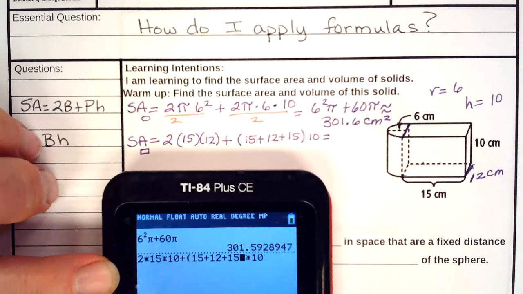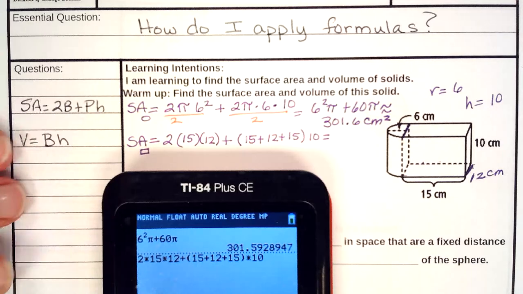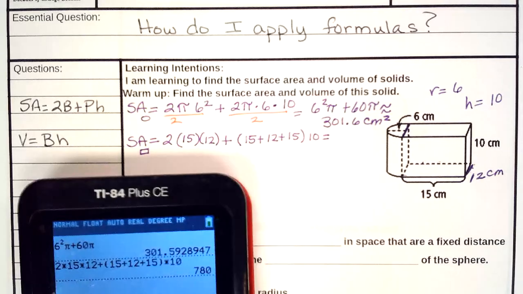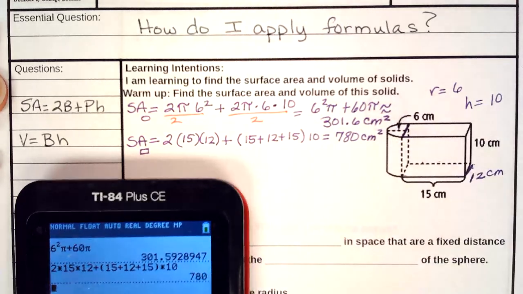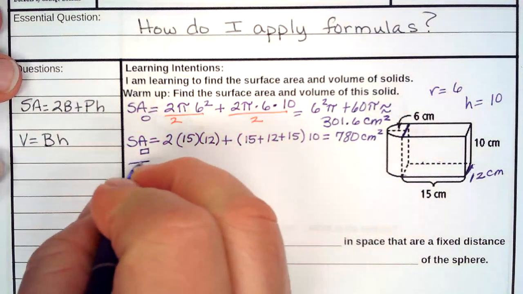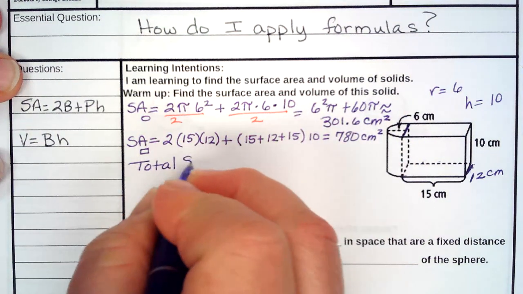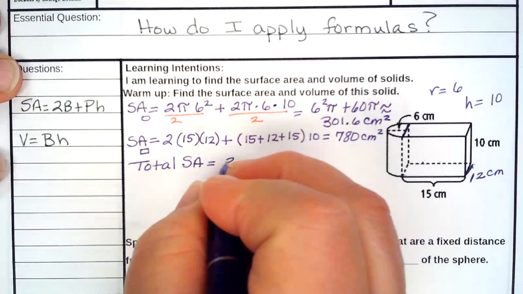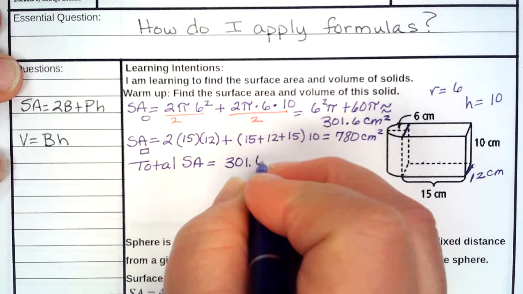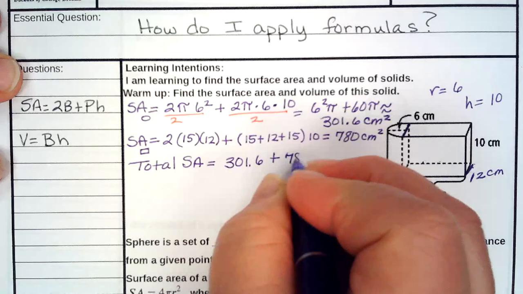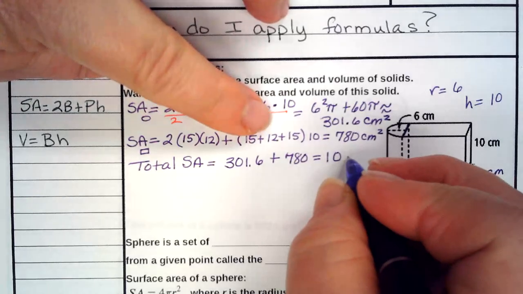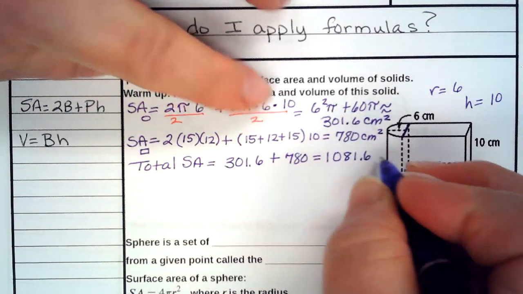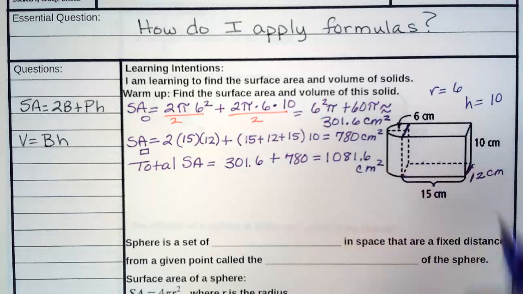And I should have put 12 over here, and I put 10. Okay, that's why you double check what you're doing. And I get 780. And this will be centimeters squared. So for my total surface area, it will be 301.6 plus 780, which is equal to 1,081.6 centimeters squared.